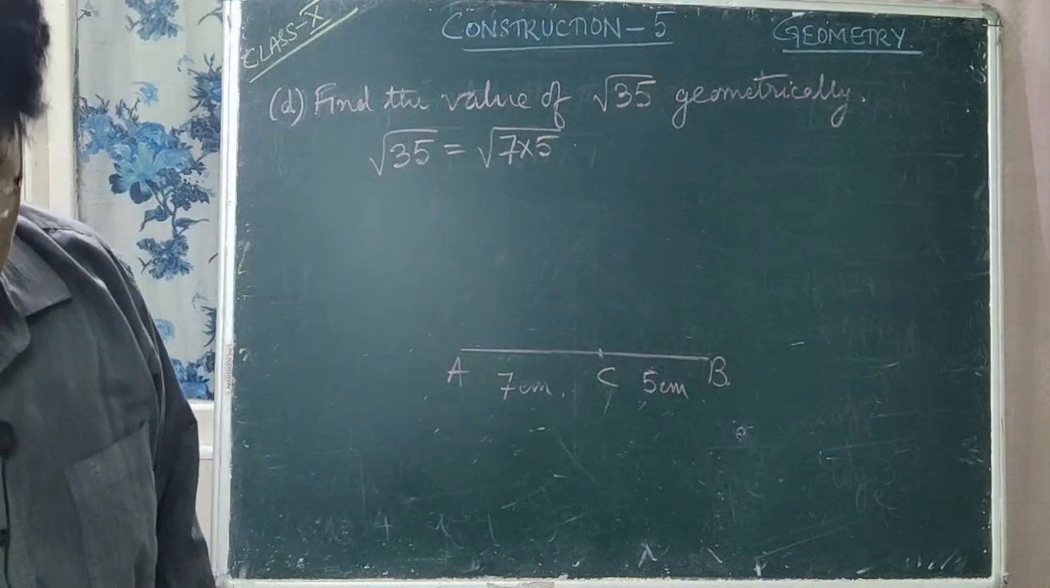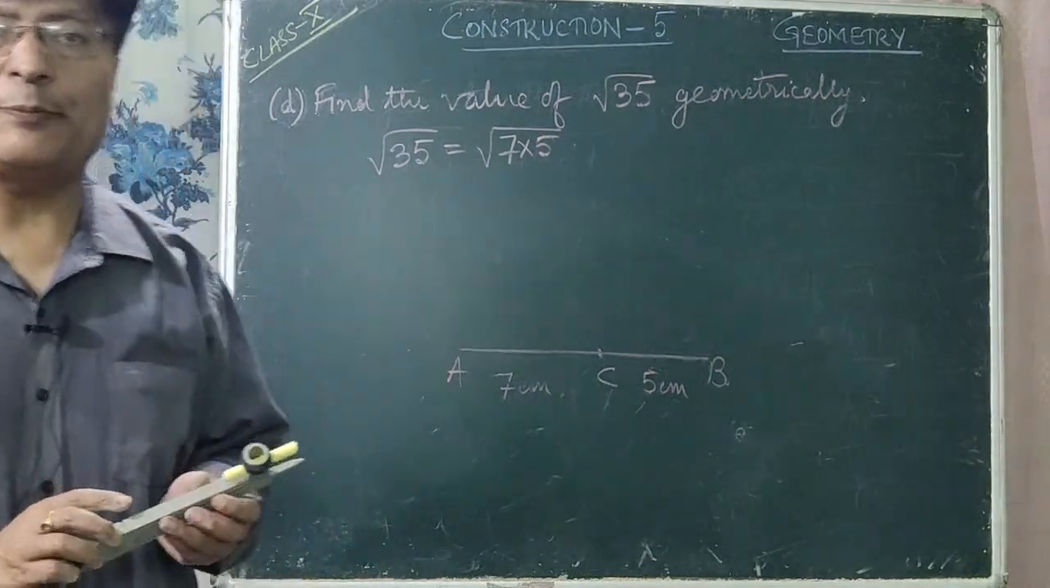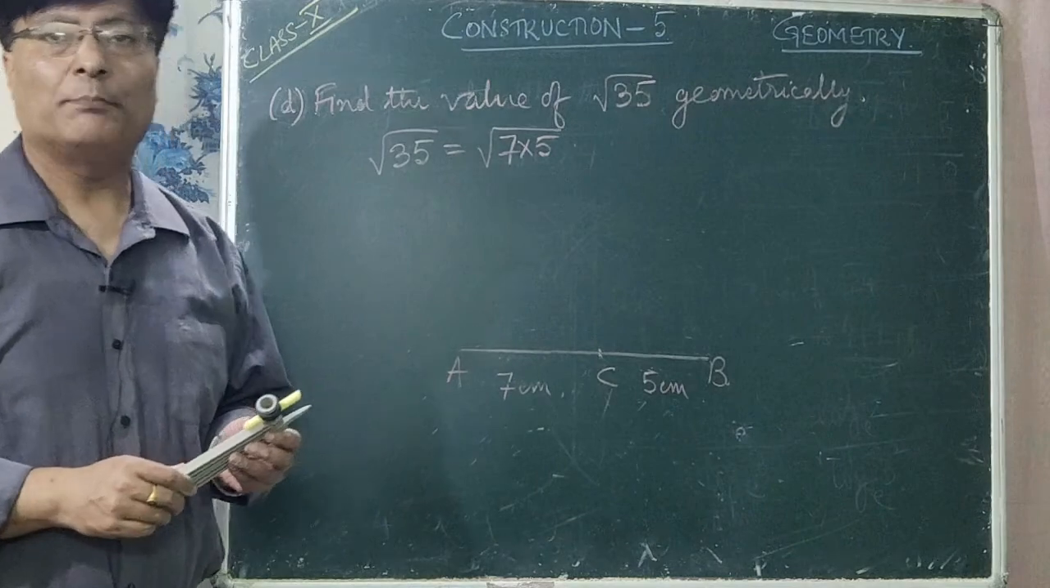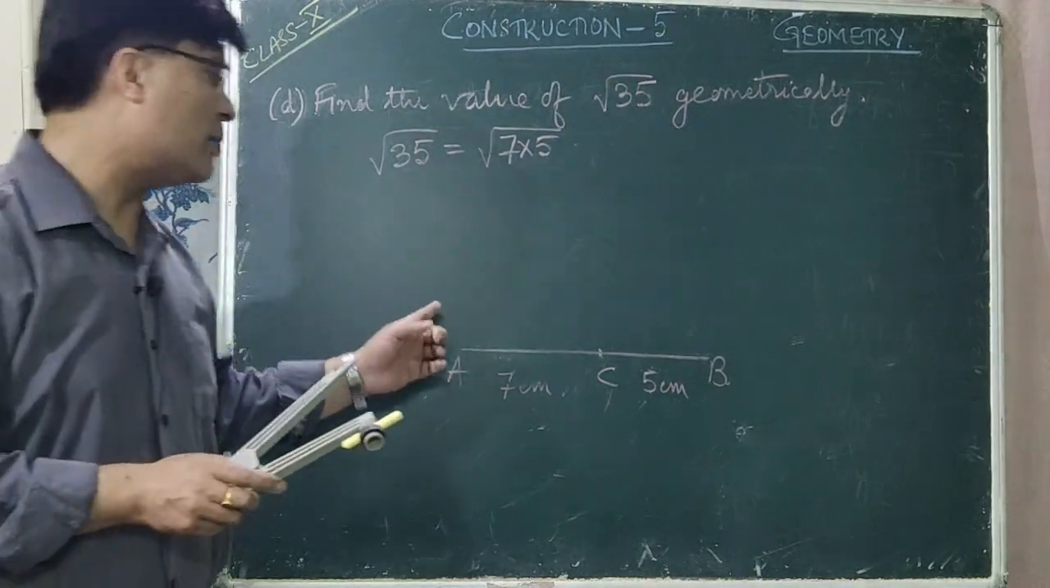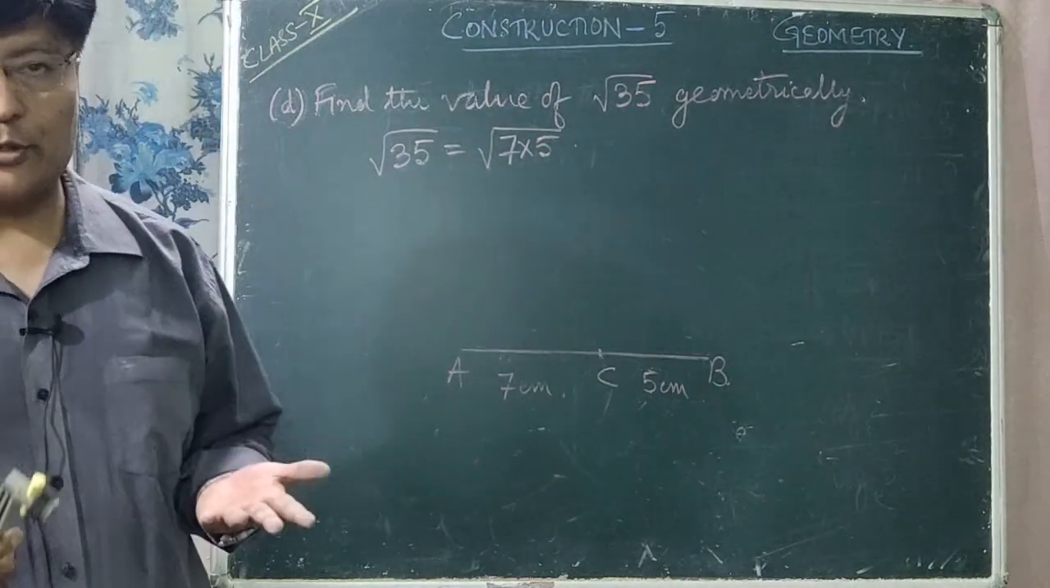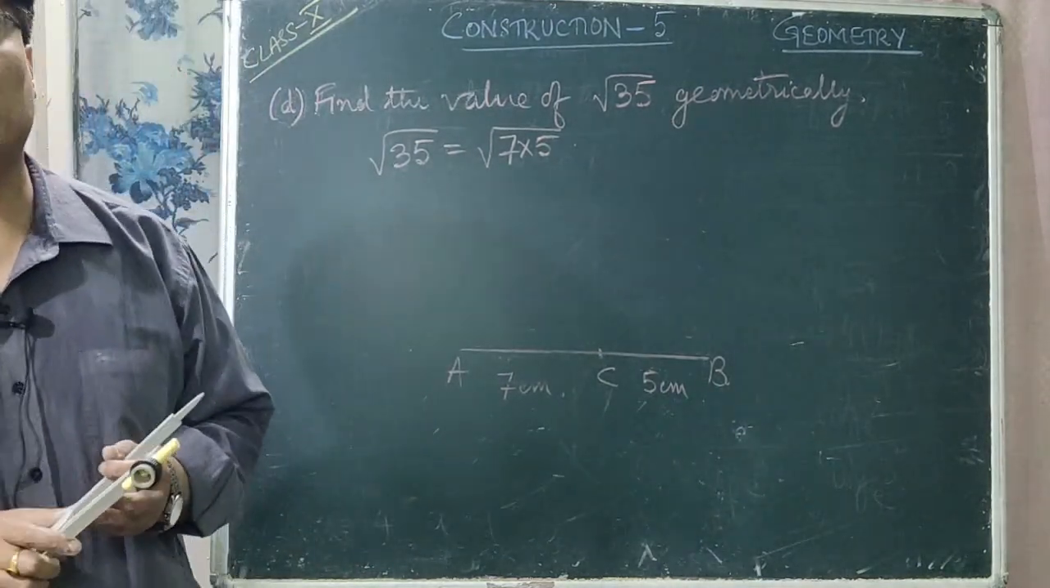Okay. Now similarly as in the previous construction, you have to bisect the line AB. You know how to bisect the line AB, isn't it?